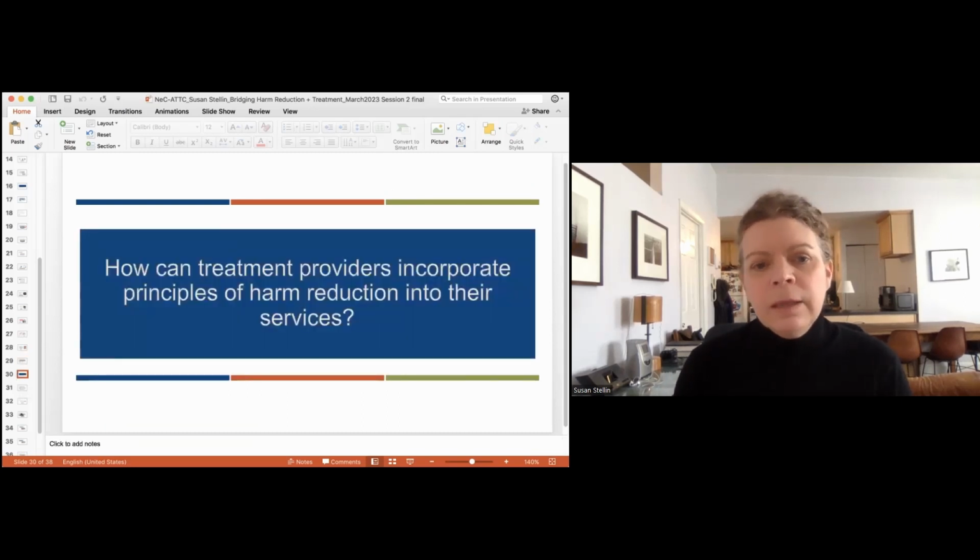So thinking about how treatment providers can incorporate principles of harm reduction into their services. If you want to use the chat or raise your hand to comment, what are some ways that treatment providers can take more of a harm reduction approach with their services, whether residential, outpatient, or treatment services in other settings? Either things that have come up in the work that you do, or that you've heard about, or things that should be happening. How can treatment take a more harm reduction approach? Any thoughts on that? Feel free to use the chat.